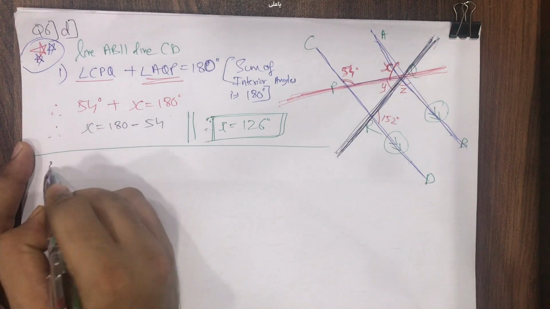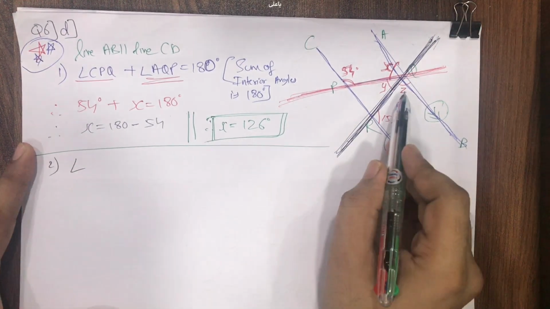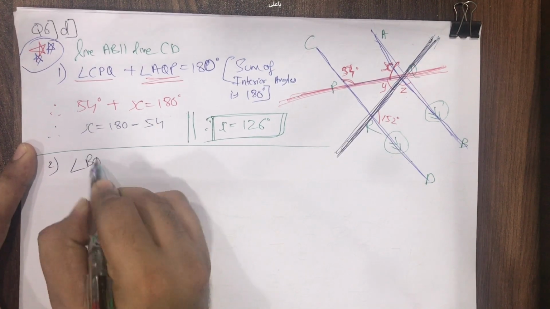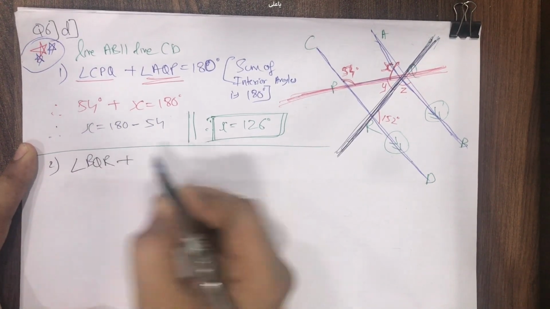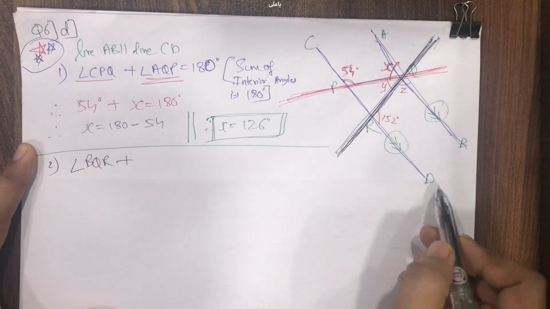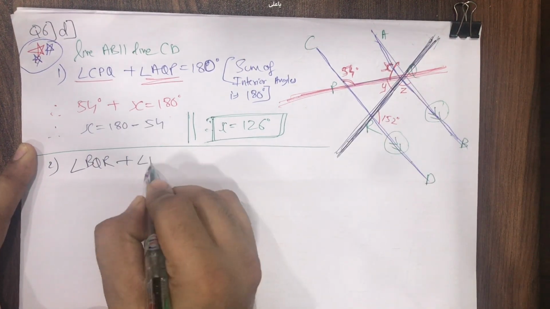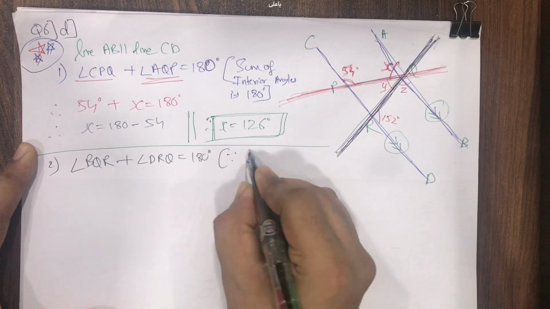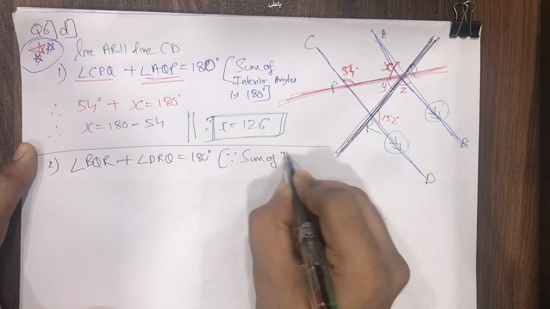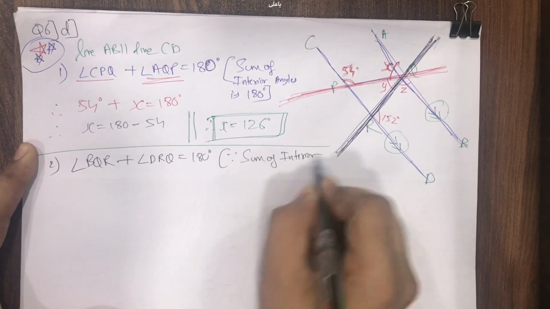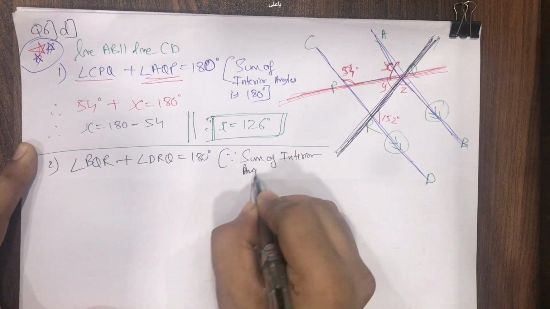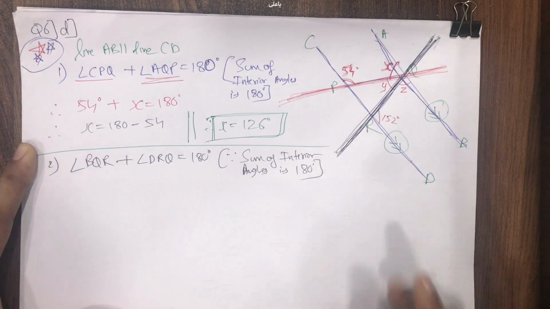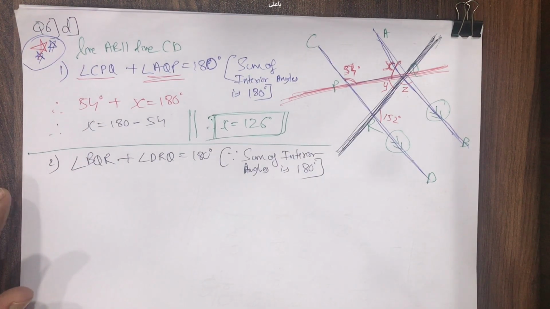Okay, so here in the second part, what's the name of this angle Z? BQR. Angle BQR, plus what's the name of this 152? DRQ. Angle DRQ is equal to 180 degrees. Reason will be the same: sum of interior angles is 180 degrees.